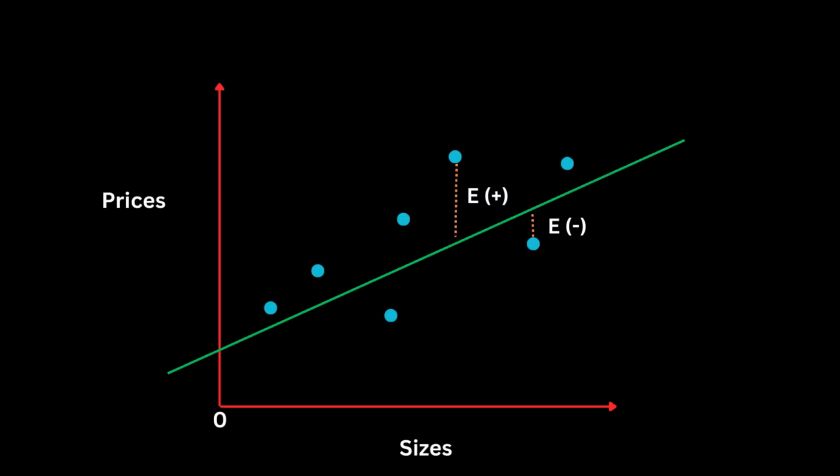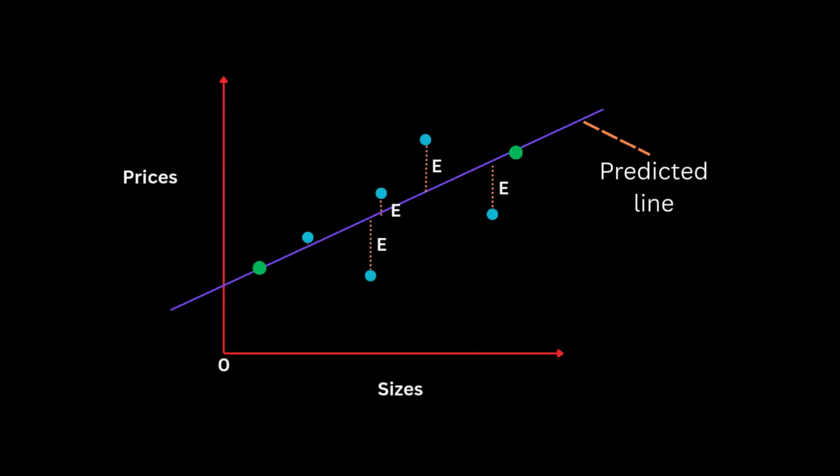If the line predicts too high, the error is negative. If the line predicts too low, the error is positive. Either way, the error tells us how wrong the model is for that point. But a model doesn't make just one prediction. It makes predictions for every data point. So we don't just have one error, we have many. Some small, some big.